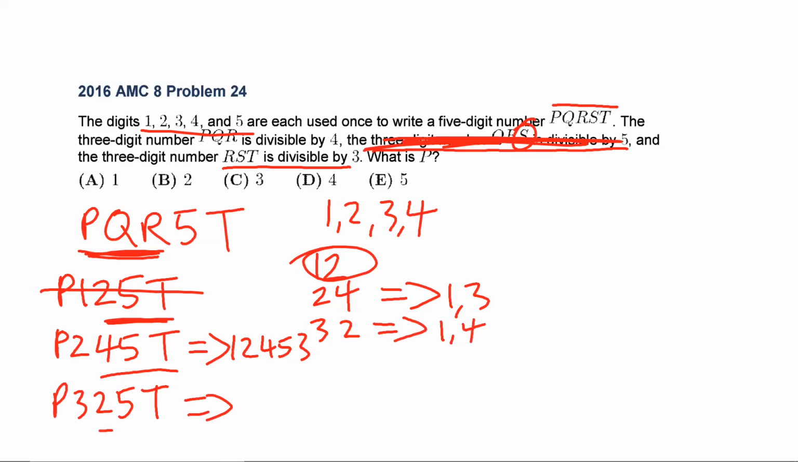And so 2 plus 5 plus T has to be a multiple of 3. And adding 1 would not work. And adding 4 would not work. So it turns out that this doesn't work either. So actually, the only way that works is this. And since they're asking what is P, you can go back here and say that P is the first digit, and the first digit here is 1. So therefore, the answer is A.